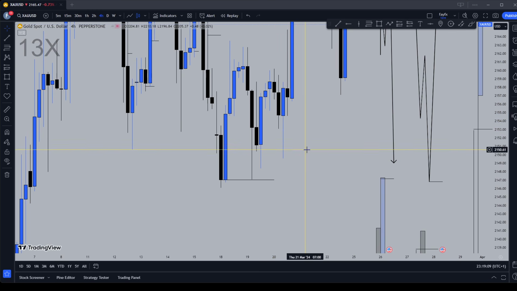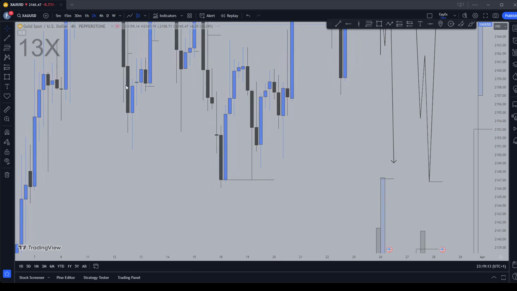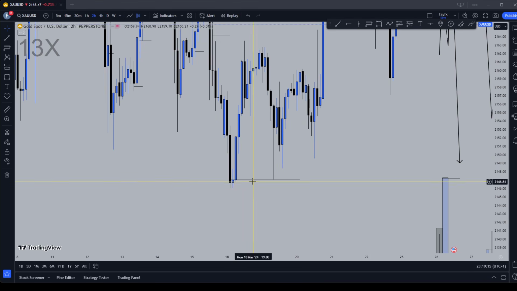For our classic V, let's see it in 2 hours. Classic. Same level but different structure. Yes, different structure. We had a V level at 4 hours, but in 2 hours we have a gap.